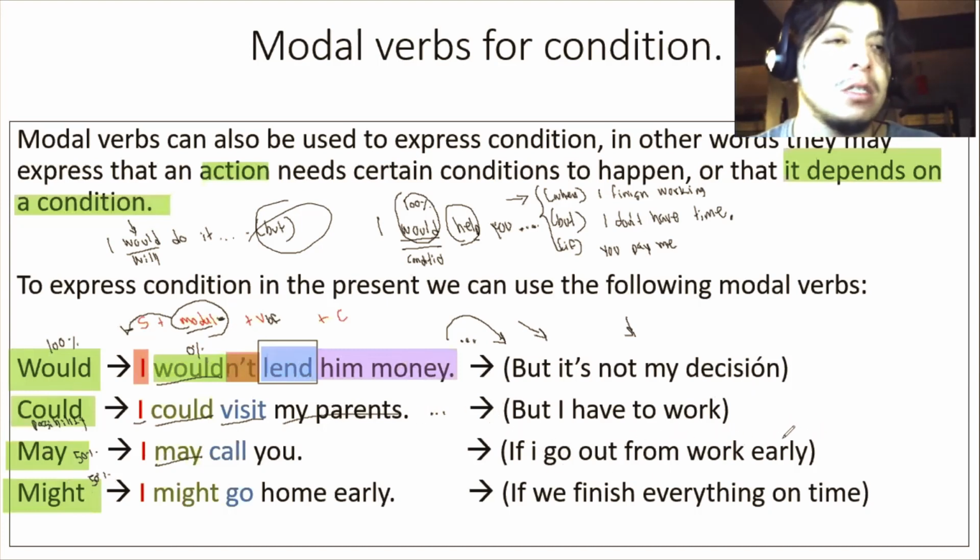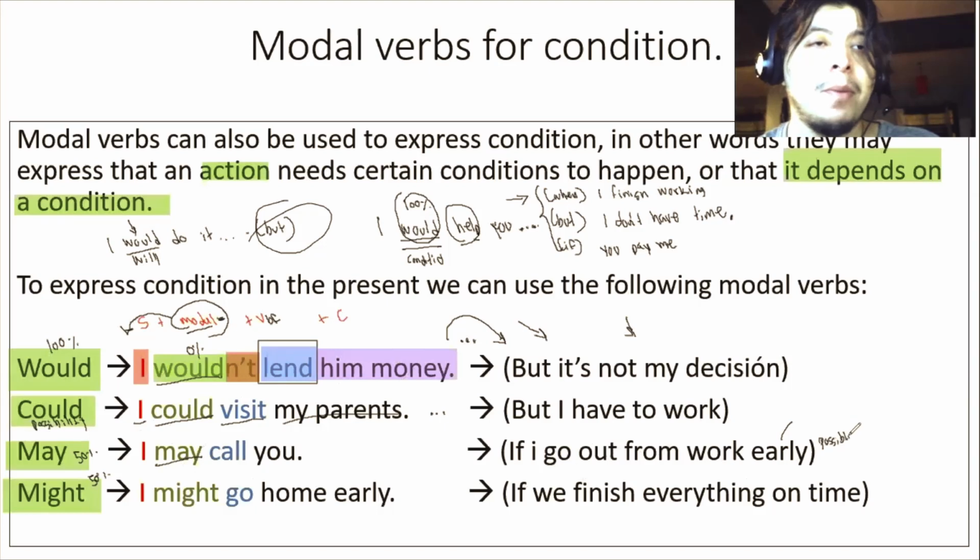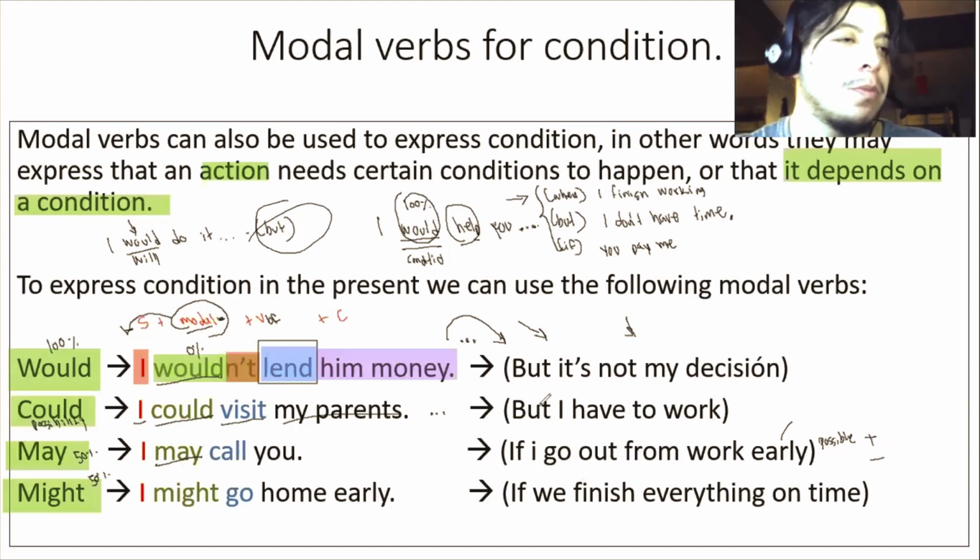So if this condition happens, when this happens, if I go out from work early, probably I will call you. I am not promising. If I promise, I say, I will call you if I go out from work early. So maybe I will call you in the case this condition happens. This condition is possible, but maybe it doesn't happen. Maybe it happens, or maybe it doesn't happen. I may call you if this happens. If this doesn't happen, don't expect my call, okay?